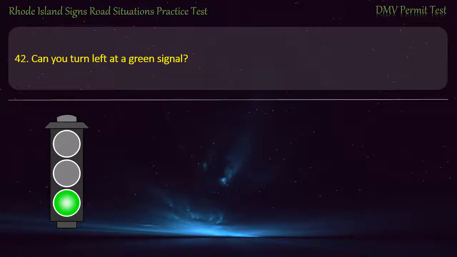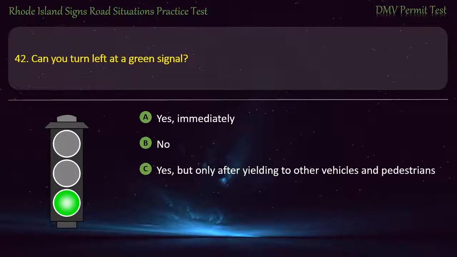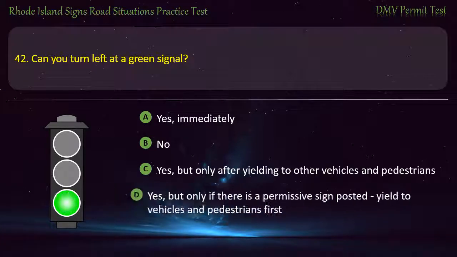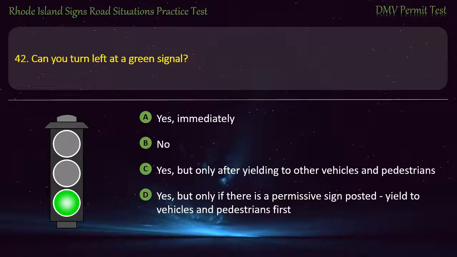Question 42. Can you turn left at a green signal? Yes, immediately. No. Yes, but only after yielding to other vehicles and pedestrians. Yes, but only if there is a permissive sign posted, yield to vehicles and pedestrians first. Answer. Yes, but only after yielding to other vehicles and pedestrians.